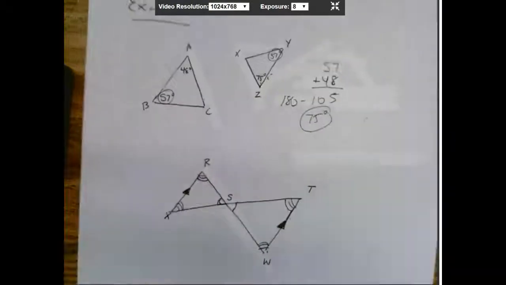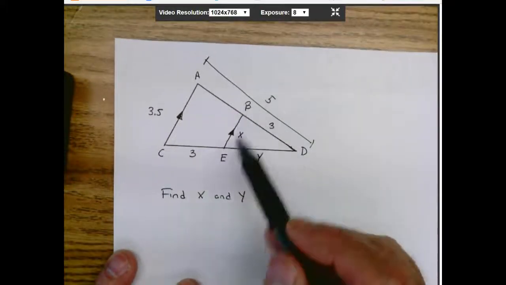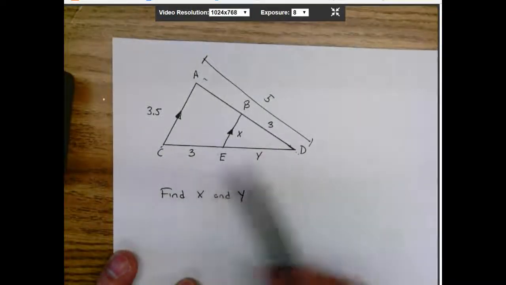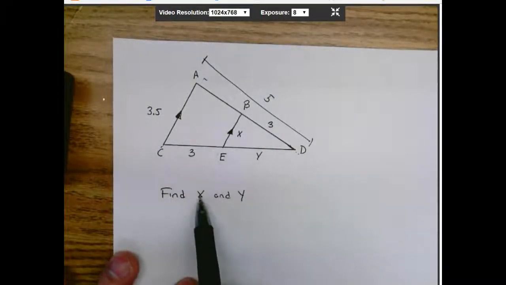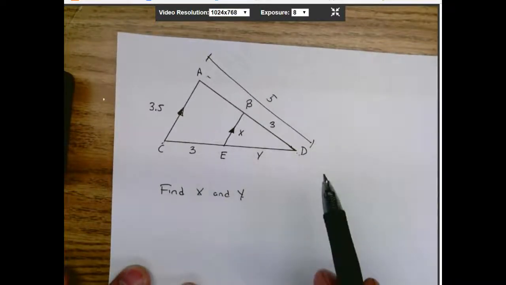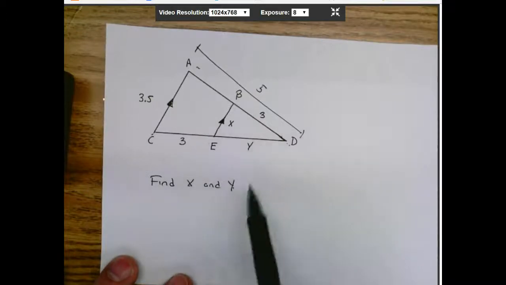There is a more complex way. Let me grab my paper. So here we have a situation that's a little bit more complicated. It's not just two separate triangles, but here we have triangles that are almost overlapping. And you probably see them. We have triangle BED, and then we have triangle DAC. And it wants us to figure out what x is equal to and what y is equal to. Well, we can use similar triangles to help us figure out what x and y are equal to.